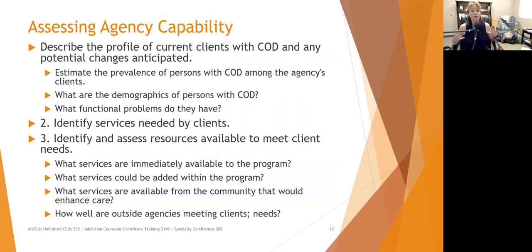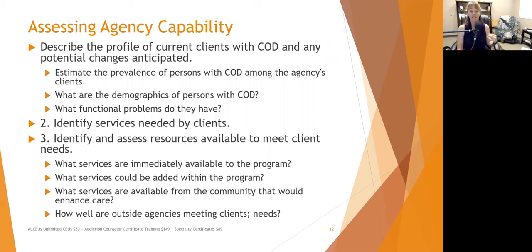So when you're thinking about your agency's capacity, remember I said think about how you can do these things in your agency. You want to think about the profile of your current clients with co-occurring disorders and any potential changes that are anticipated. For example, if you typically are seeing people with opioid use disorders, okay, that's what you're typically seeing in your area right now. But the tides change. I know where I came from, it was opioids for quite a while, and now it's switched over to methamphetamine. So be prepared for changes in drugs of abuse. Be prepared for changes in client profiles.